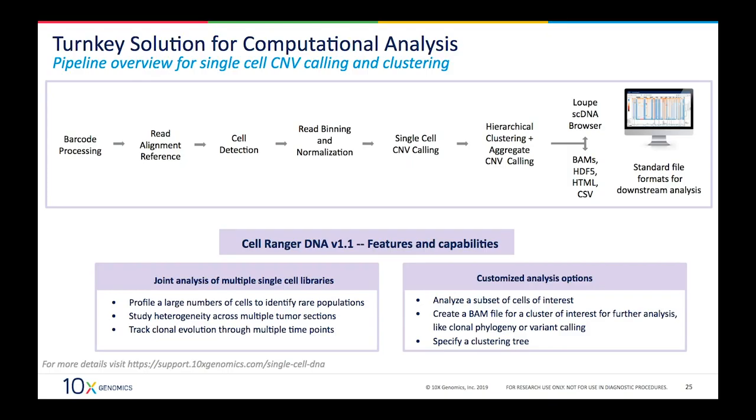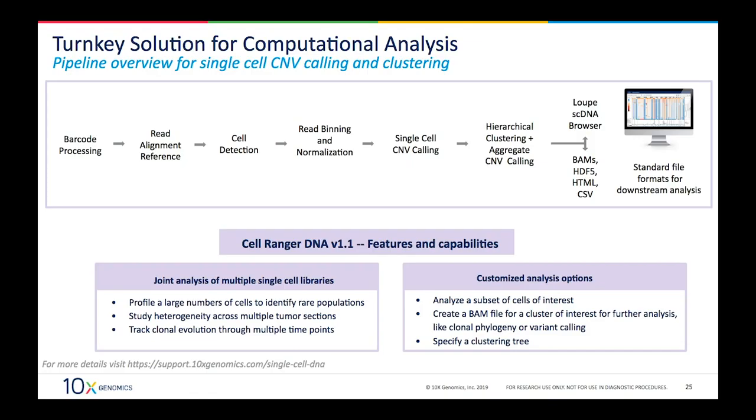So the features and capabilities of our pipeline: it allows you to do joint analysis on multiple single-cell libraries. So this is very interesting. If you're trying to profile a large number of cells, but you didn't run as many cells as you wanted, you can always go back and run more cells from the same sample and then aggregate all of these data sets together so that you have a super data set. It allows you to study heterogeneity across, for example, different sections from the same sample, and you can track clonal evolution.